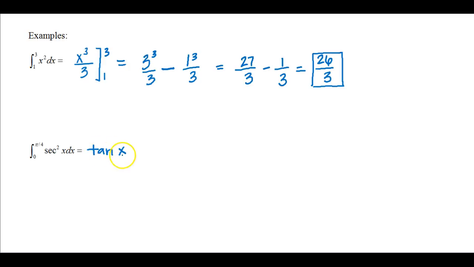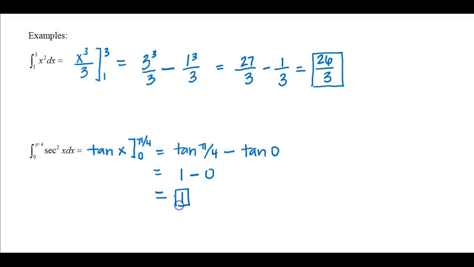So we need to evaluate the tangent function, tangent x, from 0 to pi over 4. So remember, no plus c, this is a definite integral. And now we need to substitute in the top limit of integration first, the upper one, so tangent pi over 4. And then we subtract, plugging in the lower limit of integration, tangent 0. And now we evaluate. Using our knowledge of trig functions, we know tangent pi over 4 is 1 and tangent 0 is 0. So the answer here is 1. So the area bound by the curve secant squared x on the interval from 0 to pi over 4 is exactly 1.